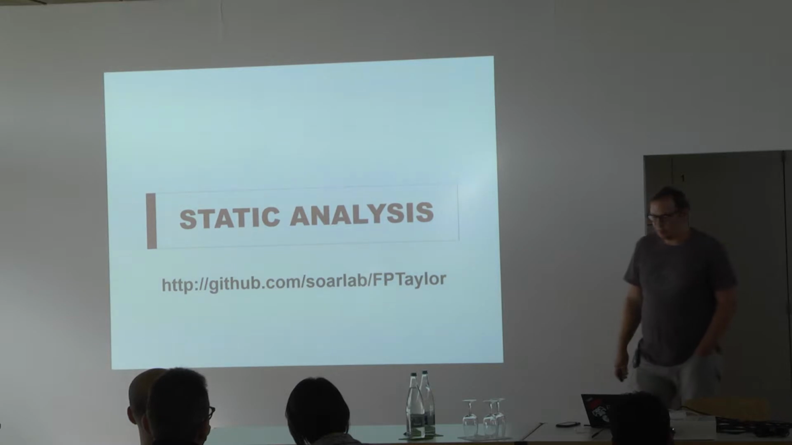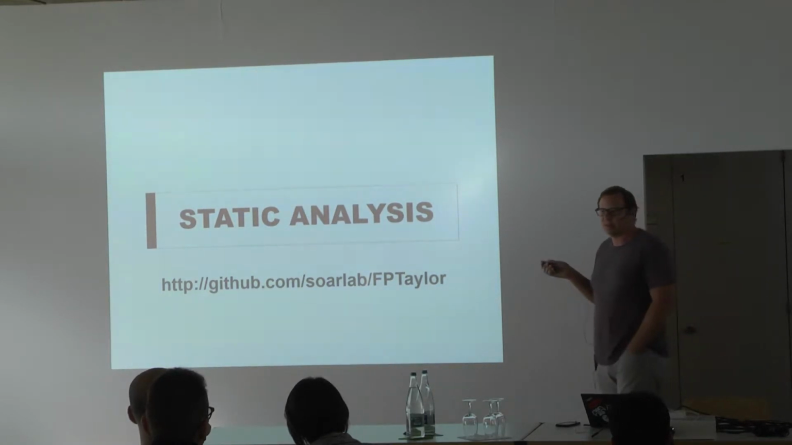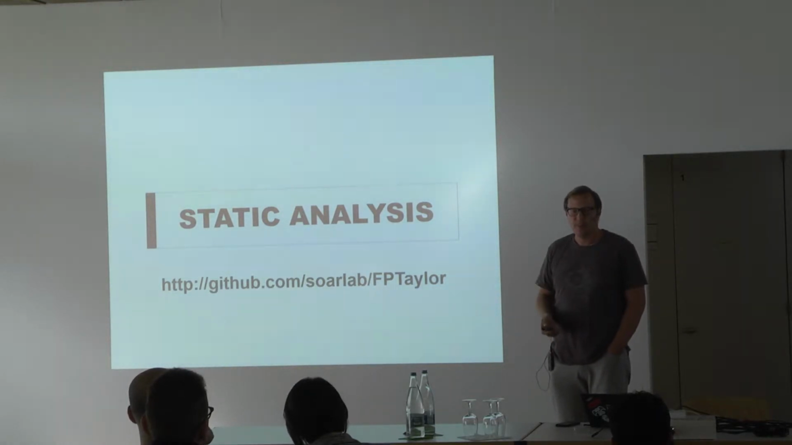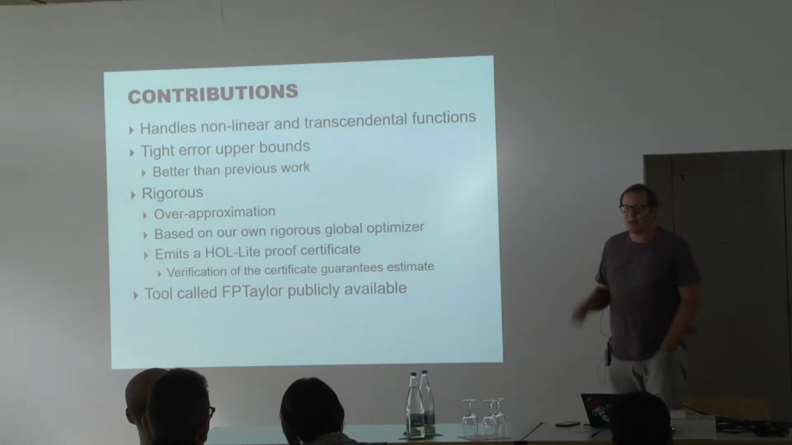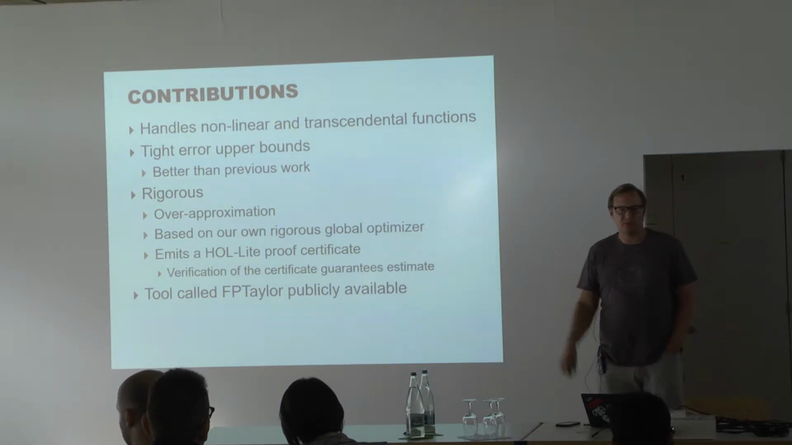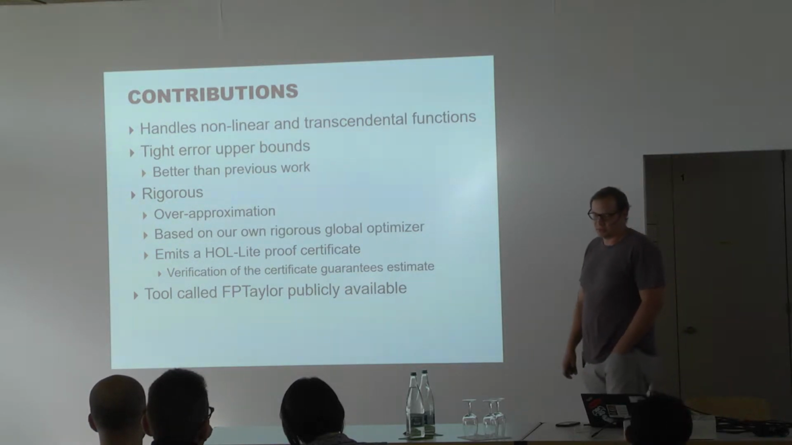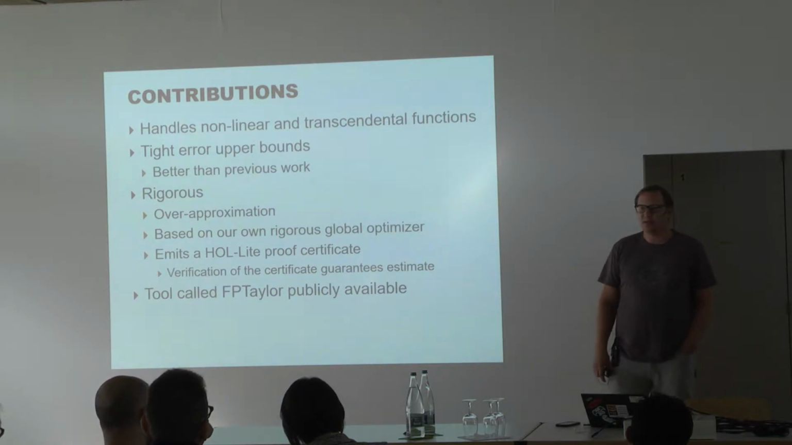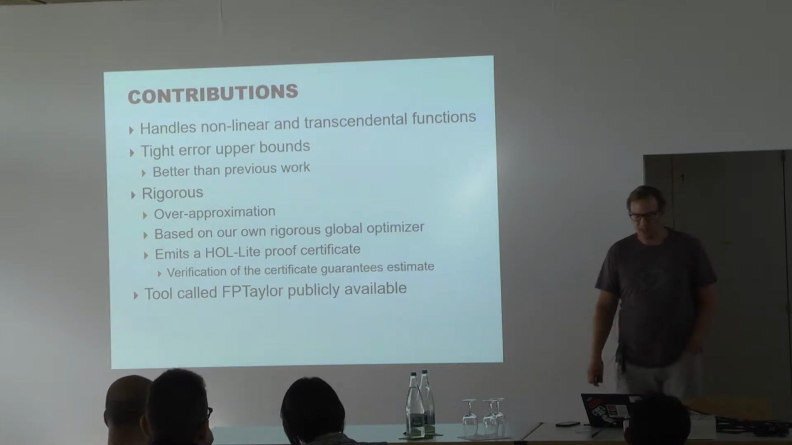Okay. So we devised a static analysis that over approximates, that computes a bound on the error on the output of a floating point routine. So we are not the first ones to do this. There has been quite a lot of work in this area before us. But we kind of distinguish ourselves from this related work in a couple of important ways. So our approach handles nonlinear and transcendental functions. And then we show that we provide tighter upper bounds than previous work. And there's some good reasons for that.